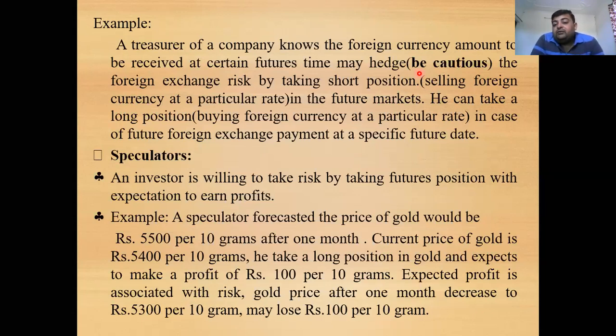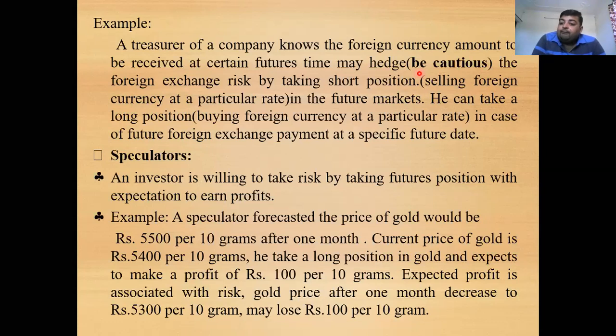Short position means selling a particular foreign currency at a particular rate today, although you don't have that currency. You sell it on the commodity exchange or the derivative exchange. So let's take an example: at the rate of 64 per dollar, today you have sold. Fine. Next, we have entered into a contract in the futures market. Now we can take a long position, buying foreign currency at a particular rate in a future exchange-dated payment at a specified future date.